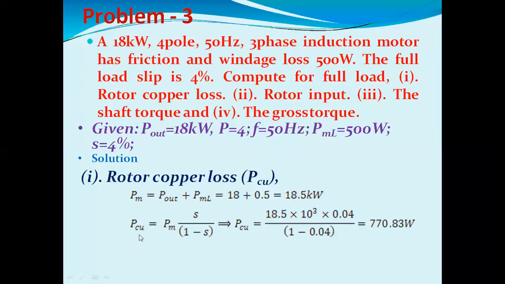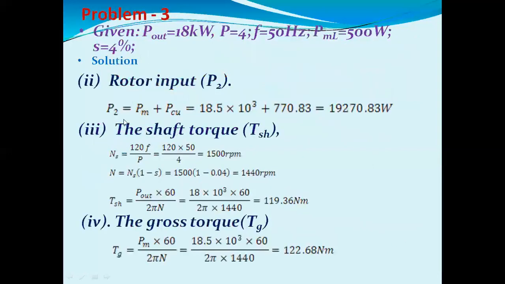So what is the rotor copper loss? That is PCU equals PM into S by (1 minus S). Just putting those values, the value of slip is 0.04, since 4% is 0.04. The copper loss comes to 770.83 watt. So the rotor input, that is P2, equals PM plus PCU, that you already know. Just putting those values, we find 19270.83 watt.